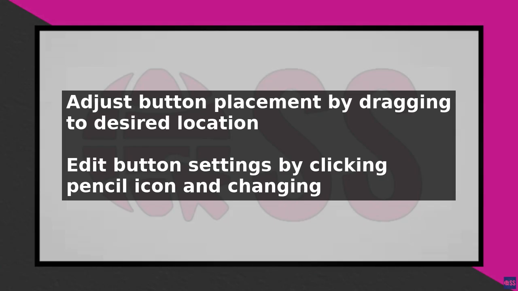Next, click on the button itself to bring up the button settings. Then click the pencil icon to edit the button. In the settings, you can change the button's text by entering a new name in the text field.